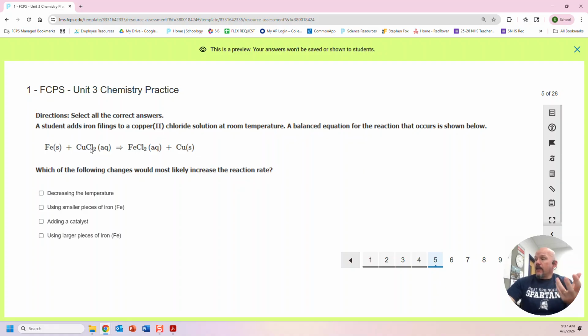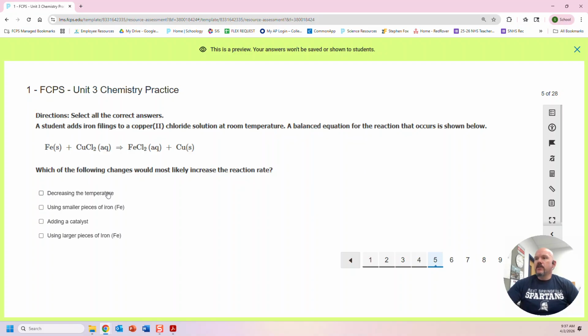And then another thing you can do is add a catalyst. What does a catalyst do? It lowers the activation energy. So you might not increase the overall amount of collisions, but now you've lowered the bar, and more of your collisions have enough energy to get over the hump. So we're looking for things like that to increase the rate of reaction. And notice there's more than one correct answer here. We've got to circle all the correct answers.